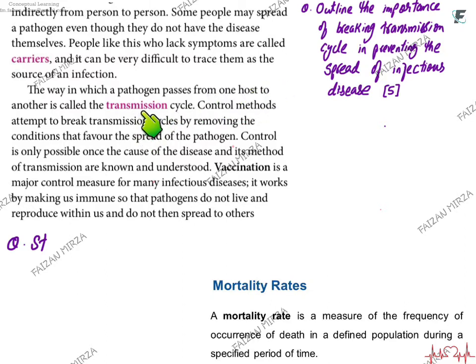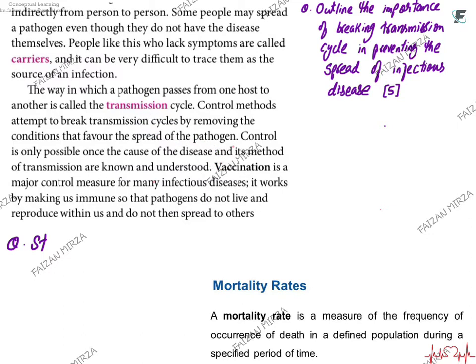The transmission cycle is the most important thing in controlling the outbreak of a disease or bringing the number of cases down. Because it's during the transmission from one host to another, from one person to another, that the pathogen is most vulnerable. If you break the transmission cycle by removing the conditions that favor the spread of the pathogen, you control the disease.